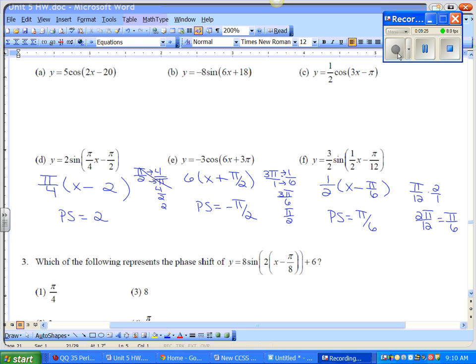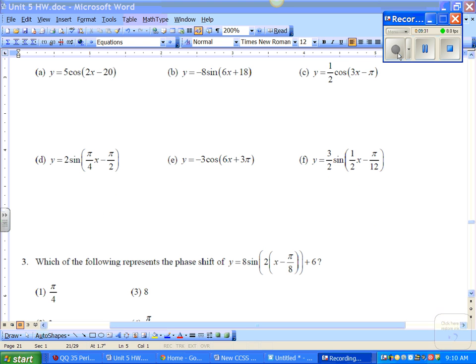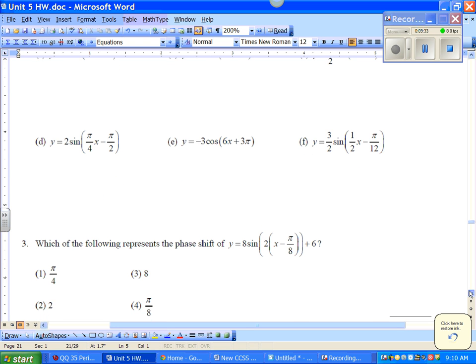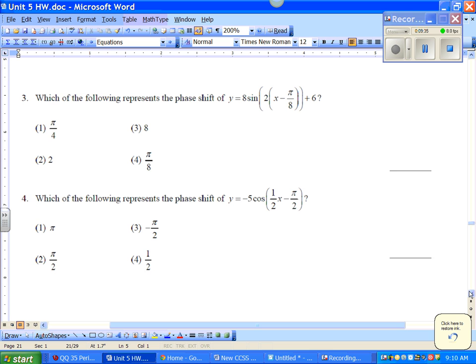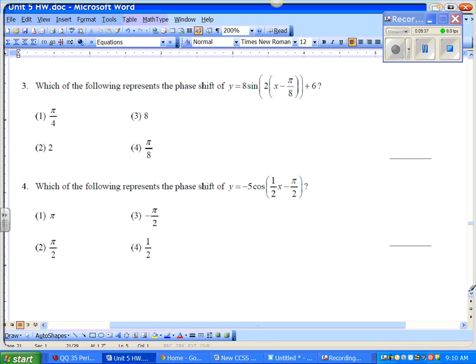Okay. So let's look at number 3. Okay, so number 3 says, which of the following represents the phase shift? Awesome, just pi over 8. Because that frequency has already been pulled out, right? You can tell by this parenthesis here. It's being separated.